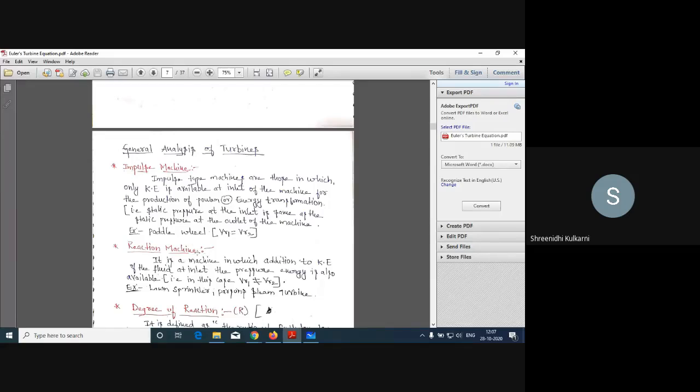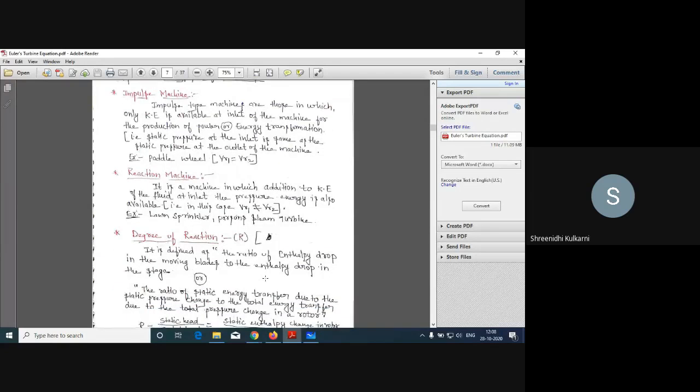Similarly, reaction machines have both kinetic energy as well as pressure energy. But here the relative velocity is not constant, it is varying. That's why we write VR1 does not equal VR2. The pressure varies from one blade to another blade, and again from another blade to other blades. So the degree of reaction is also varying, which we can see later.